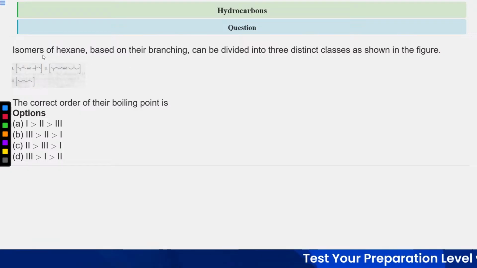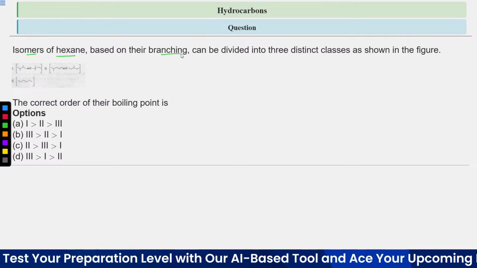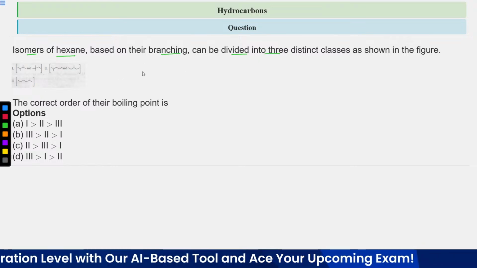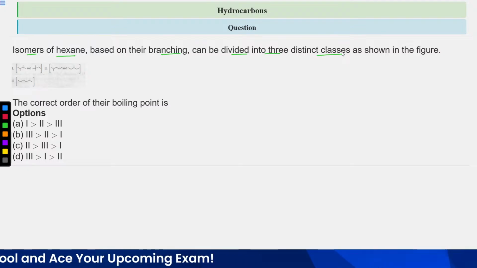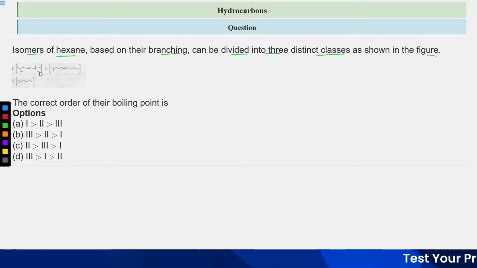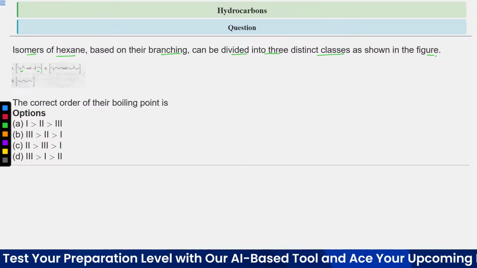Let's start with our first question. Isomers of hexane, based on their branching, can be divided into three distinct classes, as shown in the figure. The first class has two hexane isomers. In the first structure, the branching is different. In the second structure, the branching is different.